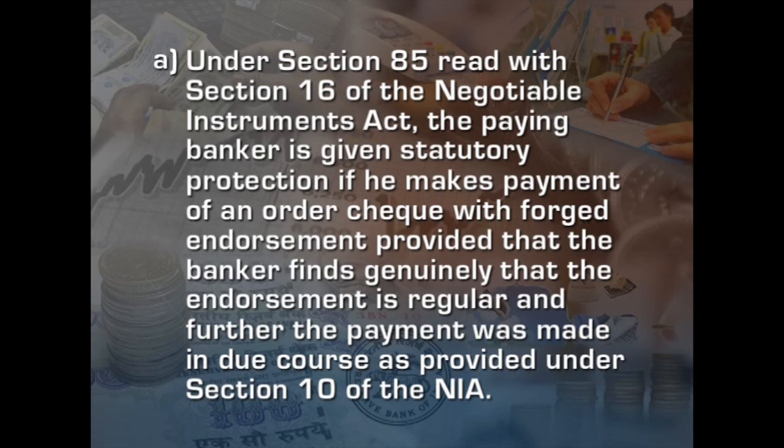A. Under Section 85, read with Section 16 of the Negotiable Instruments Act, the paying banker is given statutory protection if he makes payment of an order check with forged endorsement, provided that the banker finds genuinely that the endorsement is regular and further the payment was made in due course as provided under Section 10 of the Negotiable Instruments Act.